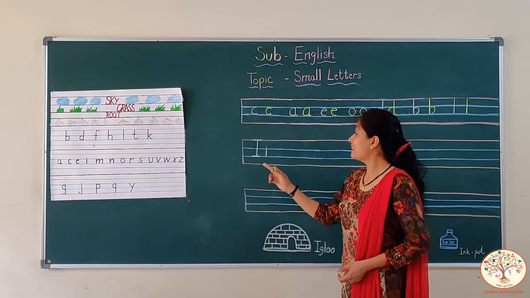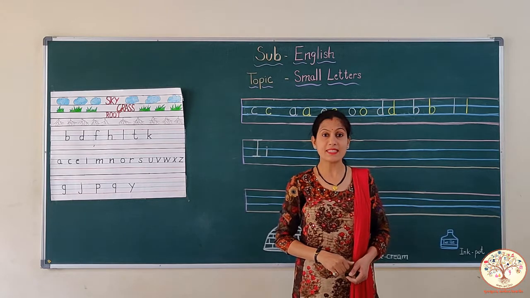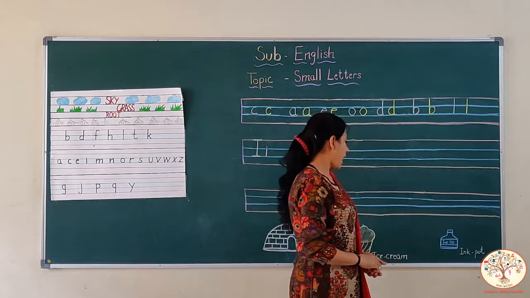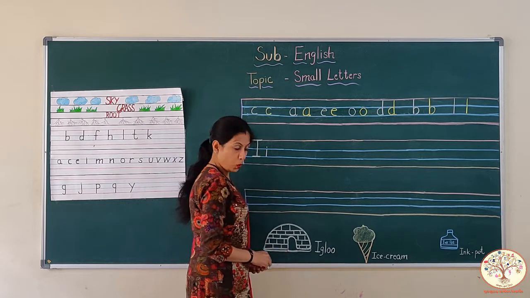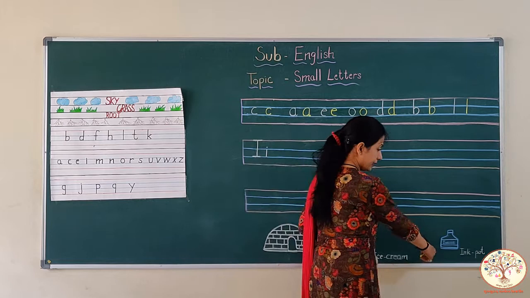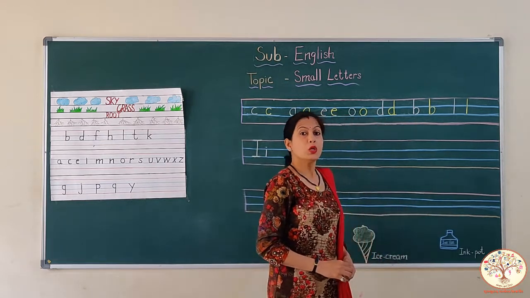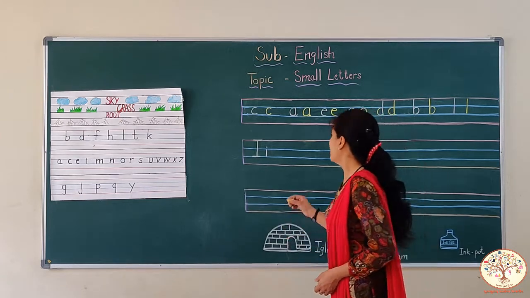What is that? That is I. I says E. E for igloo. I E ice cream. I E ink pot. So let's see how to write small I.